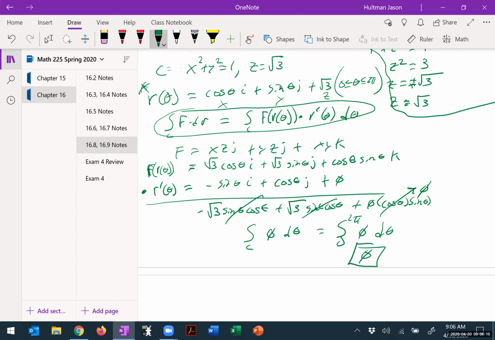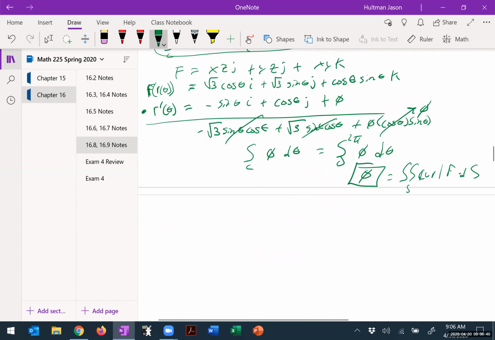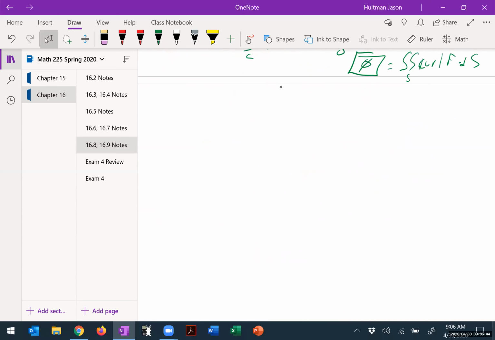So that's the curl of f dot dS. That's what the surface integral of the curl is. Okay, so that's 16.8. Let's move into 16.9.